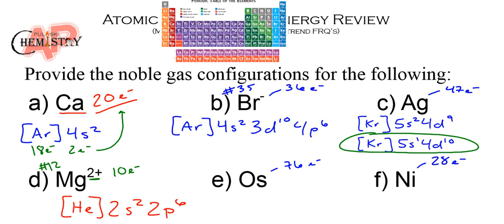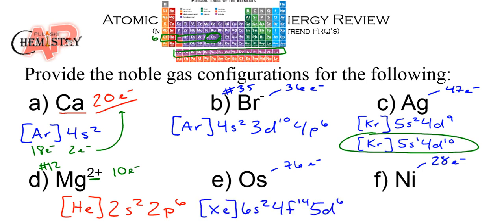Os. A little trickier. Os is in the middle of the transition metals, but it's on the 6th period. So because of that, you have to deal with all the s's. You have to deal with the whole row of an f, and then you have to come back in through the d's. So this would be the result of that. You do xenon, and then 6s2, 4f14, 5d6.